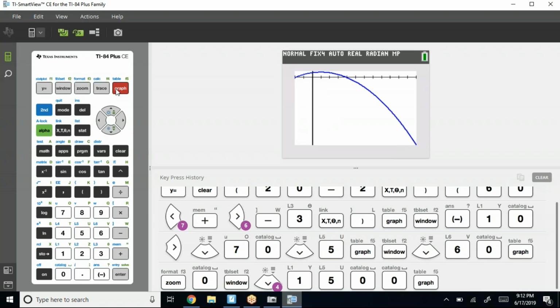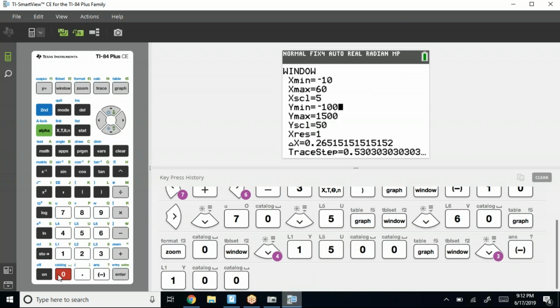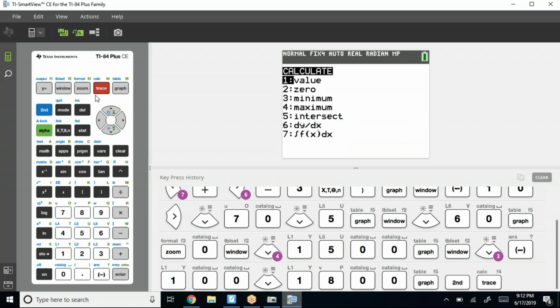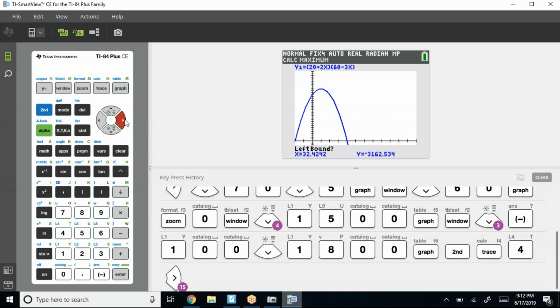I don't want that, but I want, let's see, minus 100. And then 1800 graph. All right, so I gave a little bit more headroom. If we were to go second trace, we could find its maximum because it's opening down. There we are.